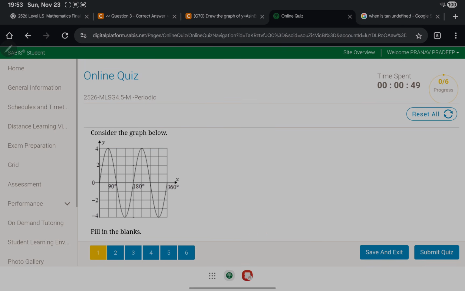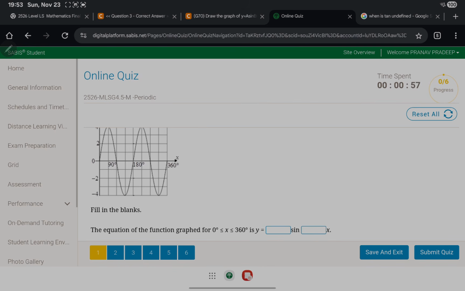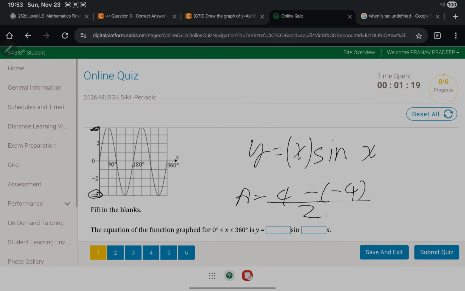We know that in a regular sine function it's going to be whatever times sine x, so y equals something sine x. Here it's going to be 4 because the max of the graph is 4 and the least is -4. So the formula is 4 minus -4, divided by 2. So that's 8 over 2, and it'll give you 4. So the value here is going to be 4.